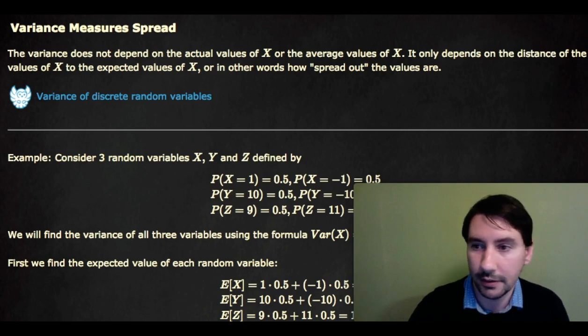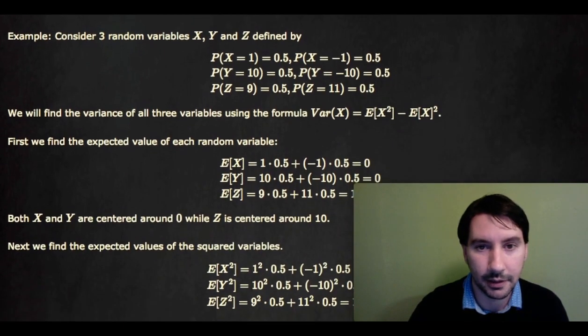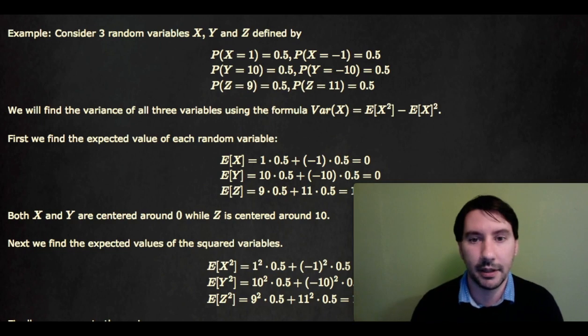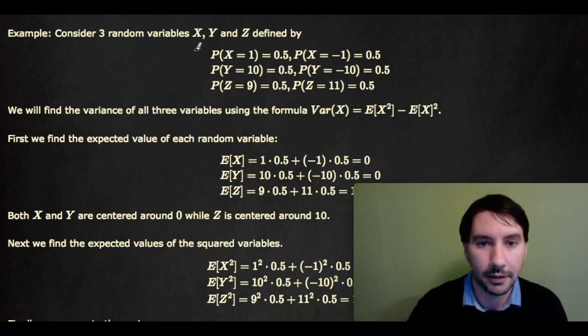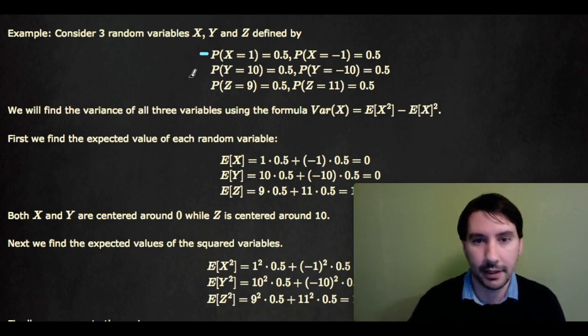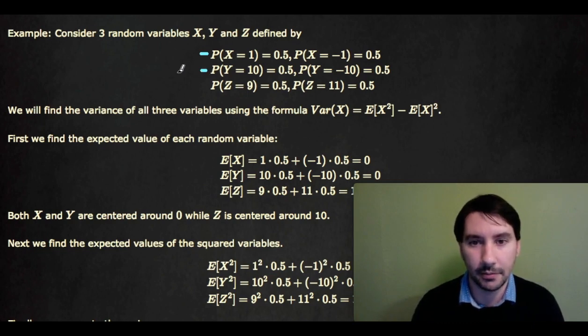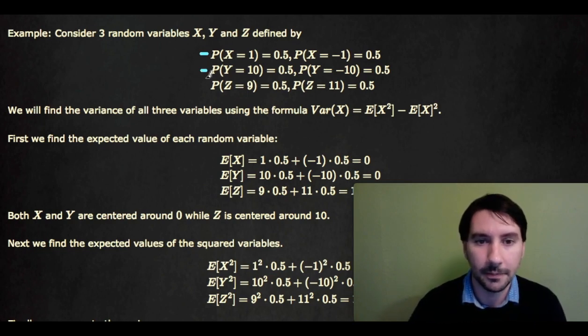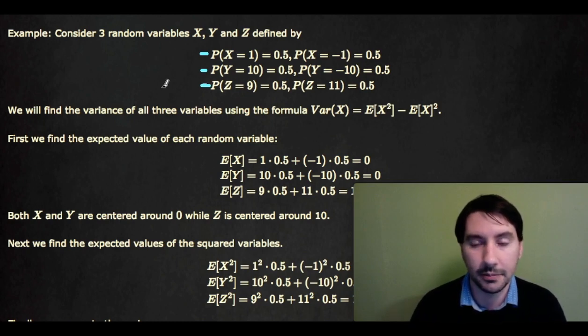So let's consider an example with three different random variables, x, y, and z, where the probability that x equals 1 is 1/2, and the probability that x equals -1 is 1/2. The probability that y is 10 is 1/2, and the probability that y is -10 is 1/2. And the probability that z is 9 is 1/2, and the probability that z is 11 is 1/2.